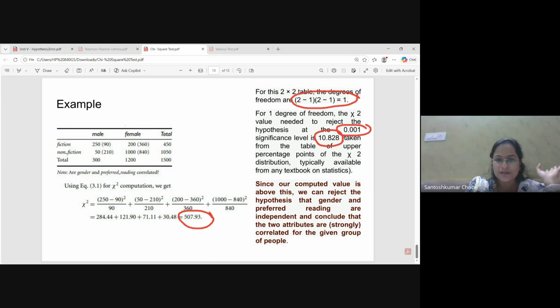I hope this is clear about the chi-square test. Is there any question in the chi-square test?